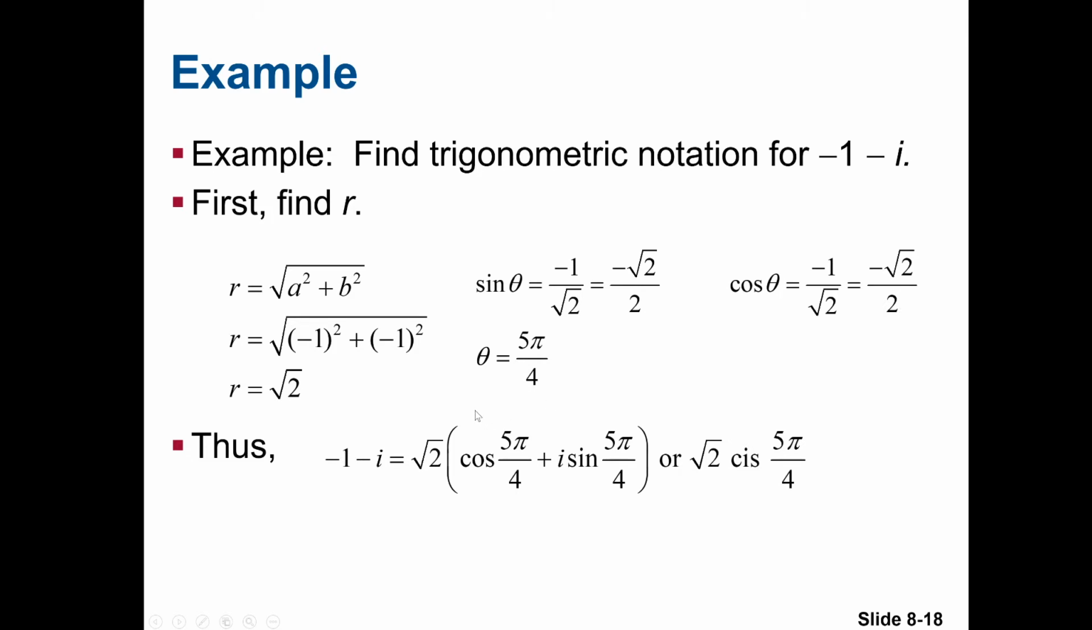And then for theta, we're using the inverse of the trig ratio, tangent. We find that it is 5 pi over 4, because this one is located in quadrant 3. And thus this can be written as root 2 times cosine of 5 pi over 4 plus i sine of 5 pi over 4. Or we can write it in terms of the abbreviation, root 2 cis 5 pi over 4.